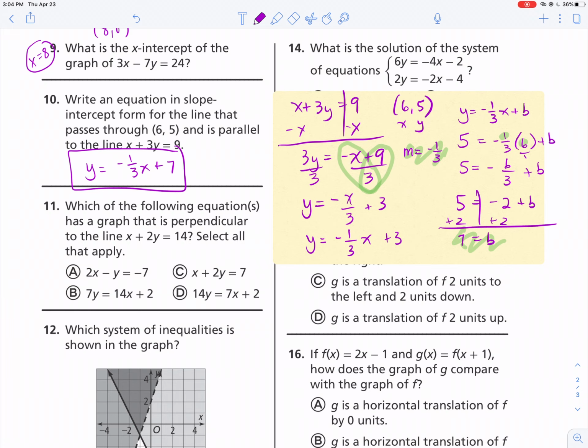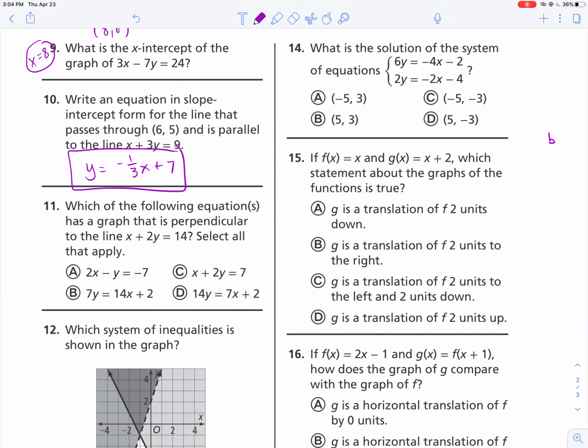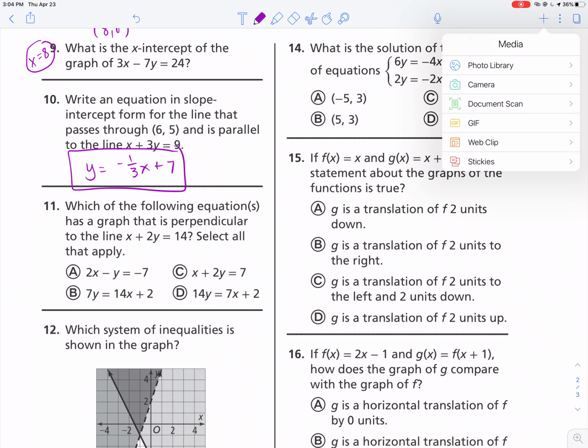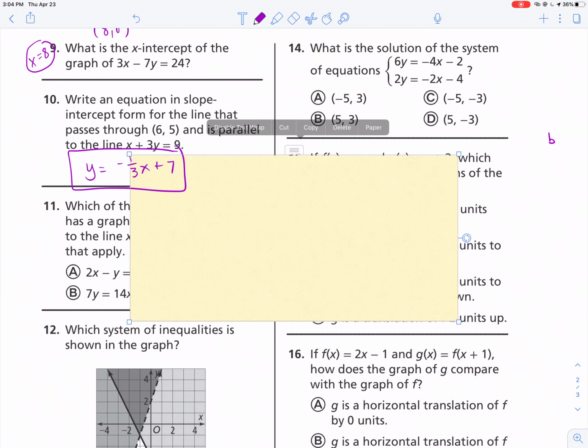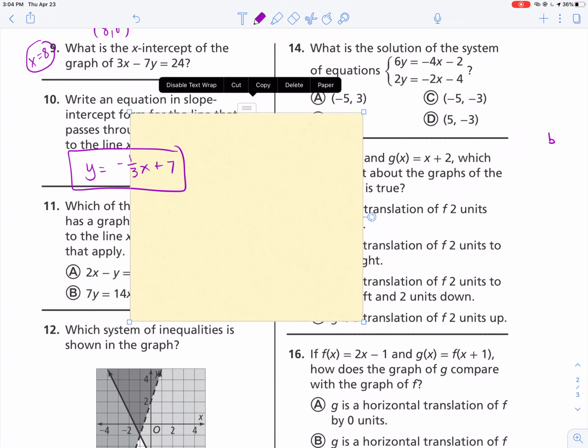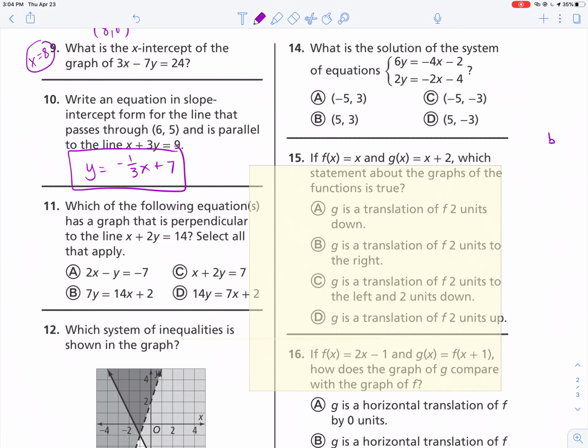Okay, moving on to number 11. It says which of the following equations has a graph that is perpendicular to the line? Select all that apply. Okay, so we're going to need our sticky note for this one again. And remember, perpendicular, it's going to deal with our slopes, but instead of being the exact same slope, our slopes are going to be opposite reciprocals.